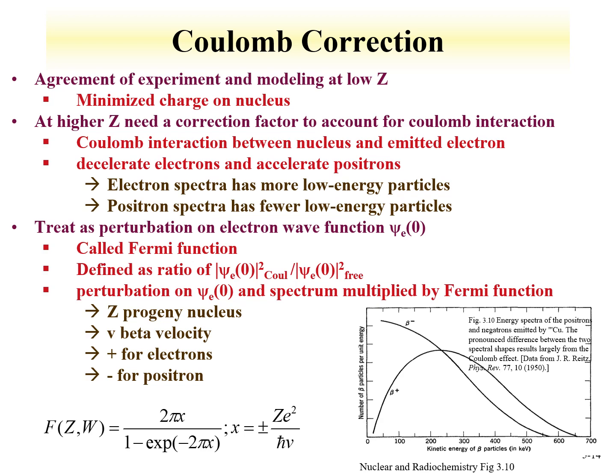This perturbation is also called the Fermi function, and it's defined as the ratio of the electron wave function, so the probability to find the electron with the Coulomb interaction versus the same probability without the Coulomb interaction. With this perturbation on the wave function, the spectrum can be multiplied by this Fermi function to account for the Coulomb correction. That equation is shown here, where I have certain terms such as Z of the progeny nucleus, the beta particle velocity, and a sign that is positive for electrons and negative for positrons.